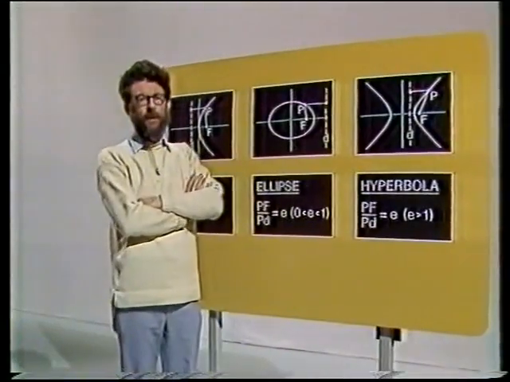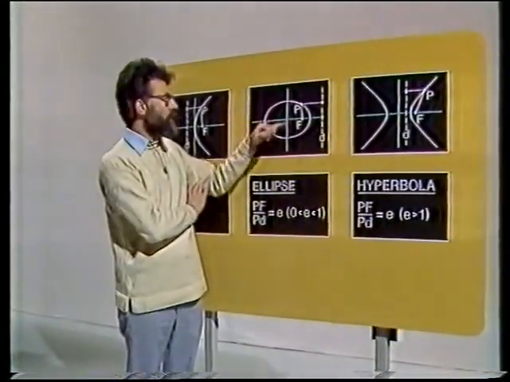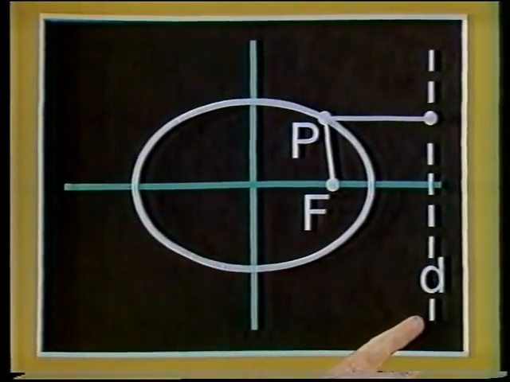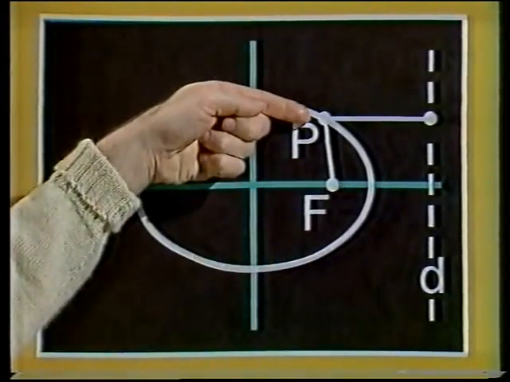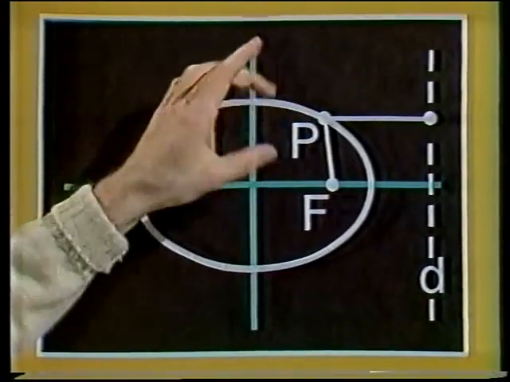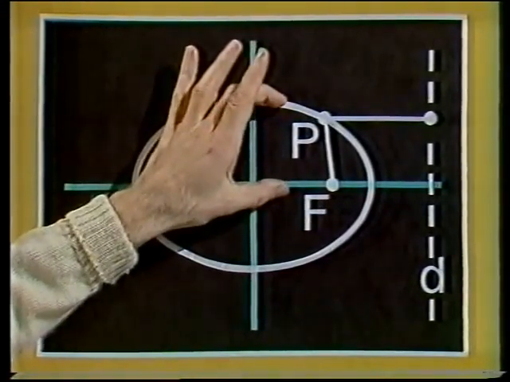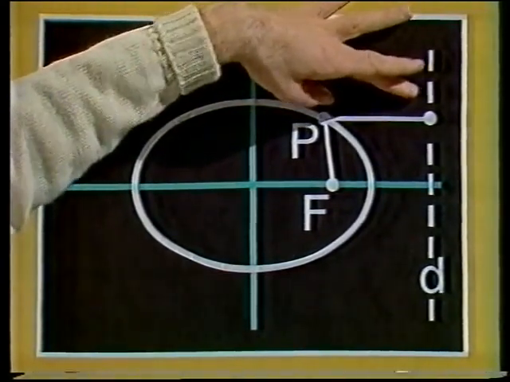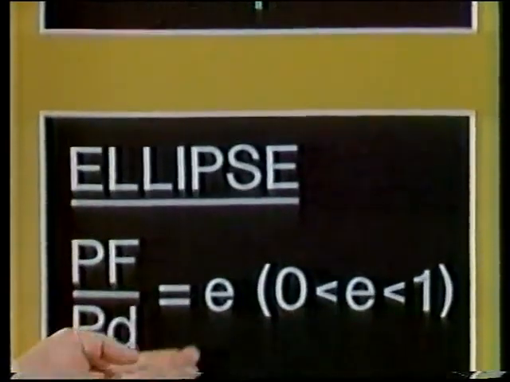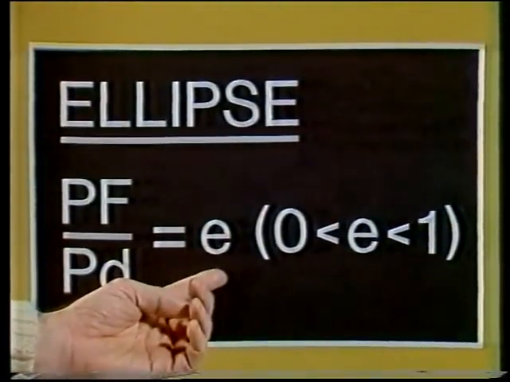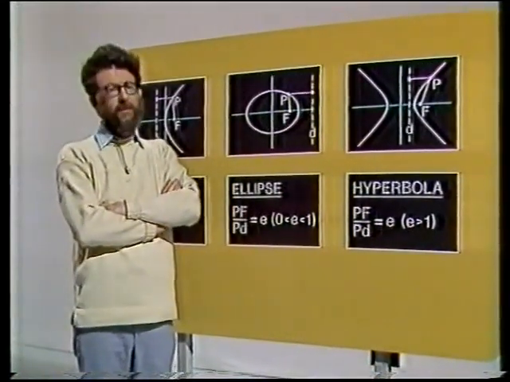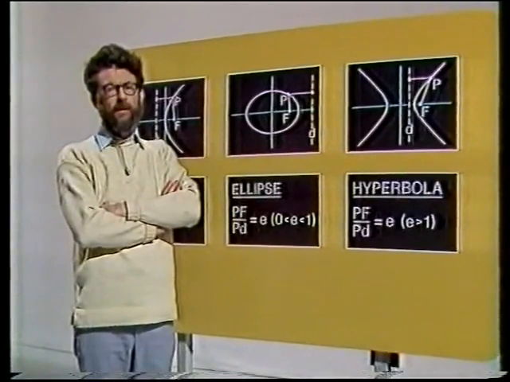They're all rather similar in a way. In each case, we have a fixed point F, called the focus, and a fixed line, D, called the directrix. And the curve is the locus of a point P, which moves so that this distance, PF, divided by the perpendicular distance from P to D, is a constant. This constant, e, is known as the eccentricity. And what distinguishes between the different cases is the range of values that the eccentricity can take.